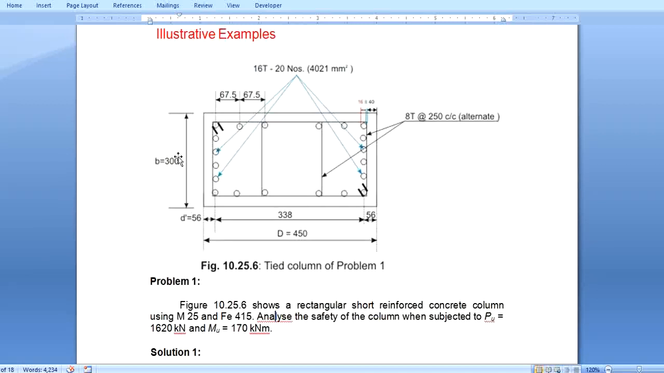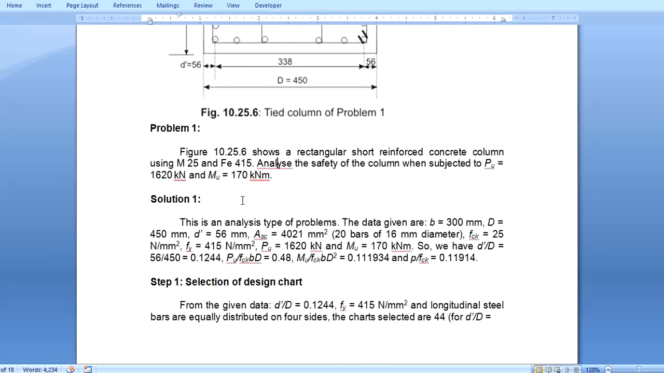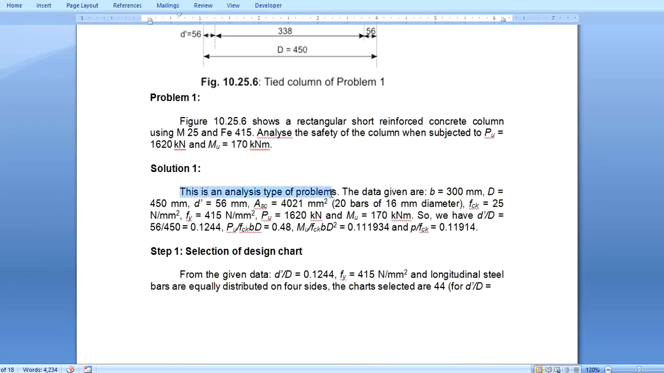They have given the values of B and D. They have given the section dimensions and the reinforcement. They have given Pu and Mu. We just need to check and analyze the safety. So this is an analysis type of problem.